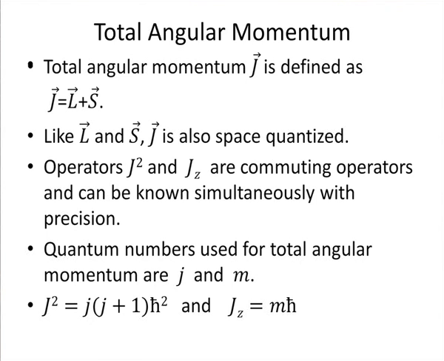Now, like L and S, J is also space quantized. Operators J square and Jz are commuting operators and can be known simultaneously with precision. Quantum numbers used for total angular momentum are J and M, and J square takes the values J into J plus 1 h bar square, and Jz takes values only m h bar.